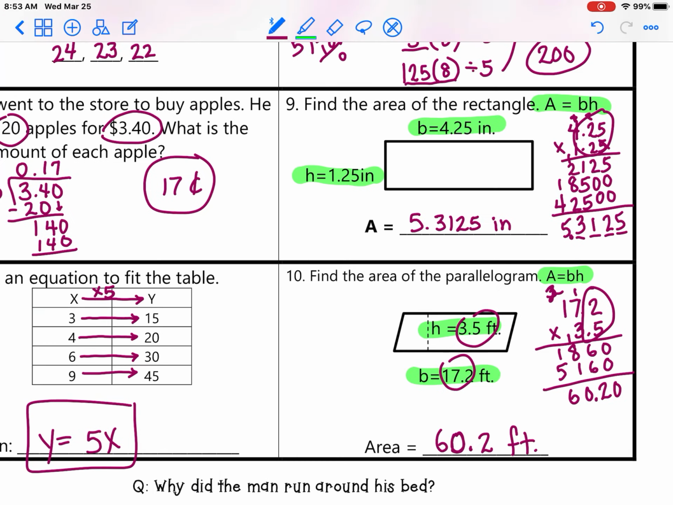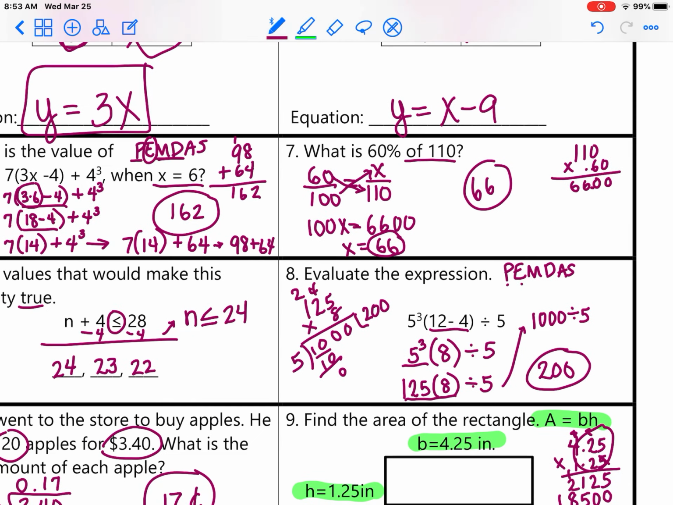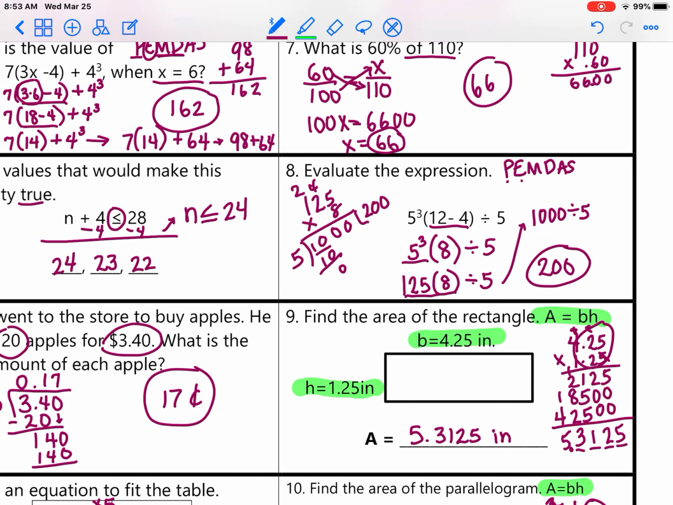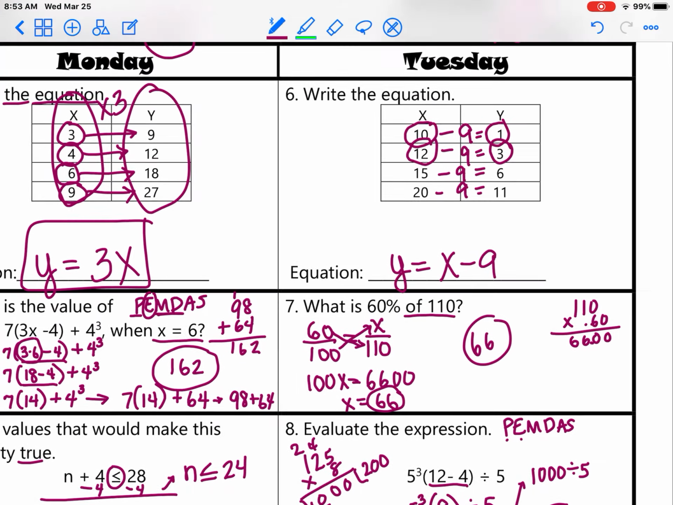All right, guys, that takes care of 6 through 10 on your homework 23. And watch those videos from the Math Antics people so that you will know how to do area of triangles and trapezoids as well, because that's coming up next.